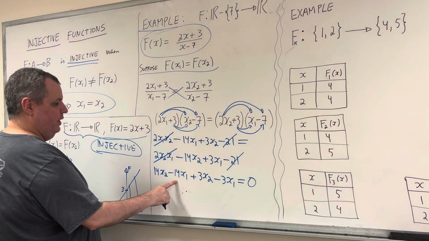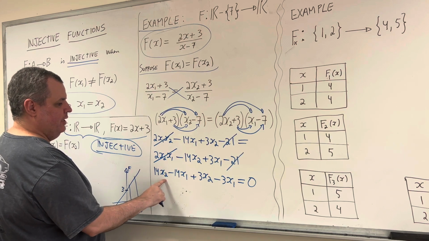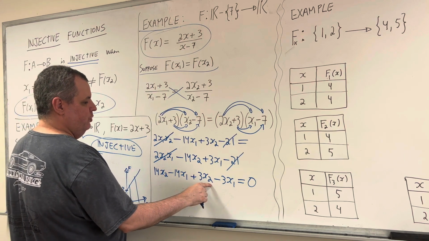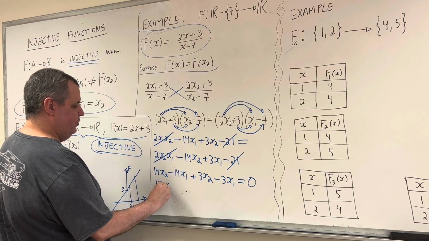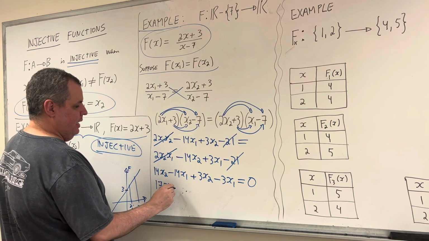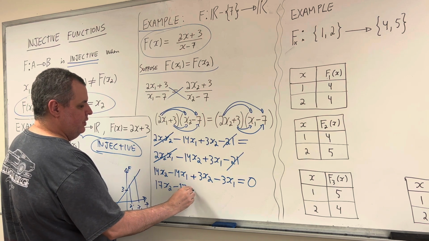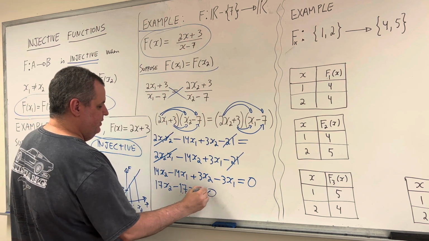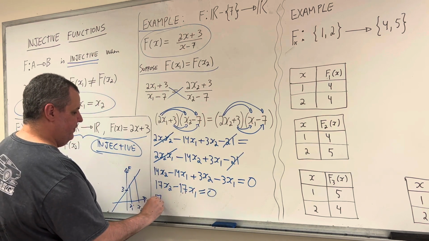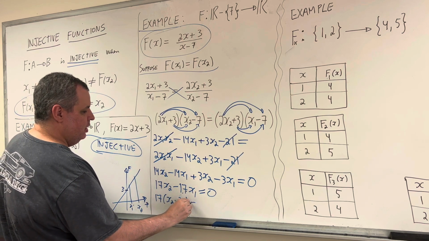So what do I have here? How many x2s? 14x2s plus 3x2. I have 17x2. And I have minus 14x1 minus 3x1, which is minus 17x1. And that's 0. So I'm going to have 17 multiplying x2 minus x1 equals 0.